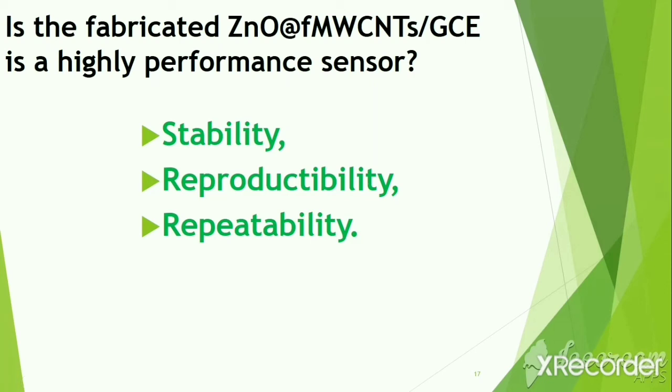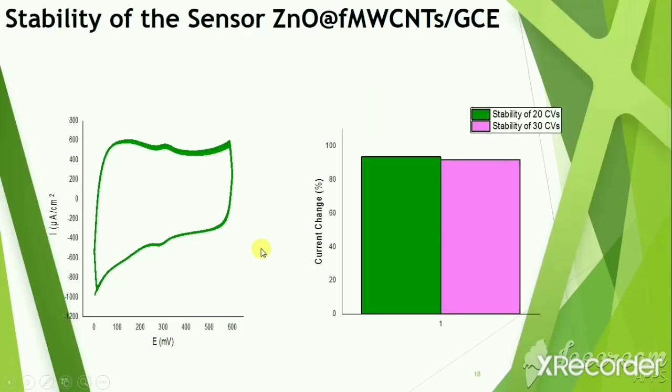To say so, we need to do a stability and reproducibility and of course a repeatability test. To check the stability of the sensor, we have done 30 CVs, 30 successive CVs, and before 20 CVs. Let's focus on the 30s because, as you can see, it was stable in 20s if we compare with 30 CVs. And here the stability was around 91%. So we can say that our sensor is stable.